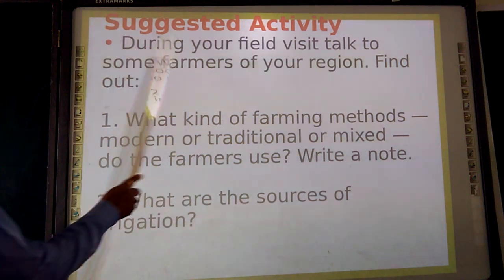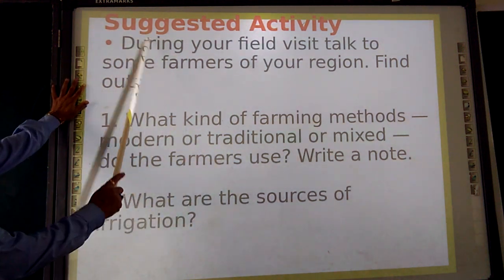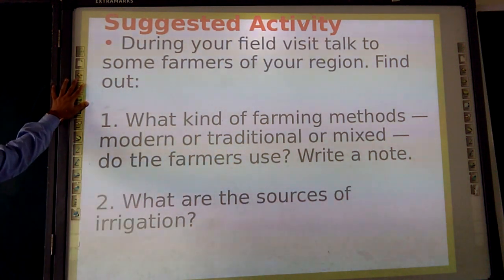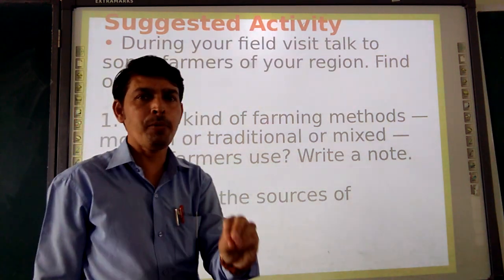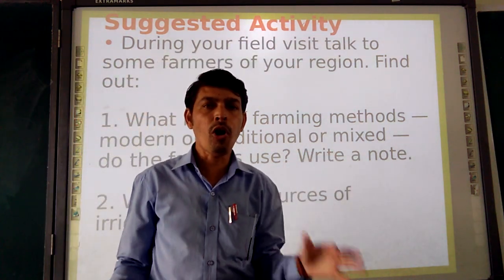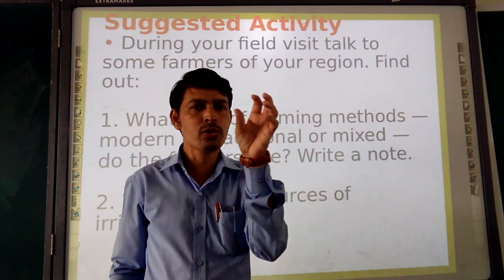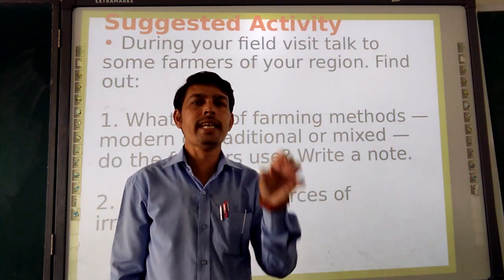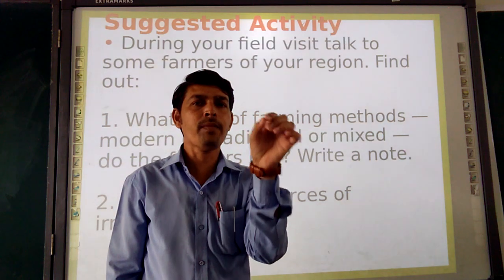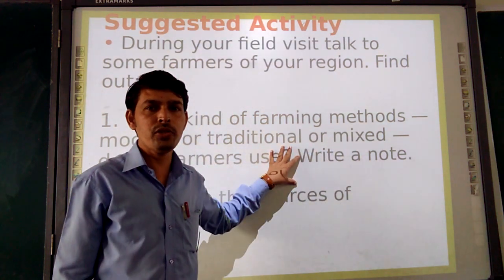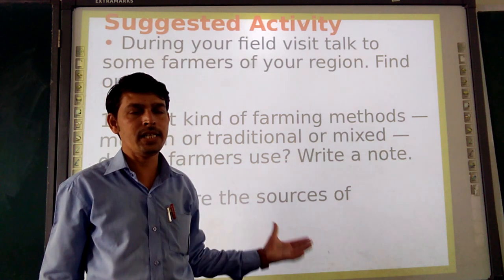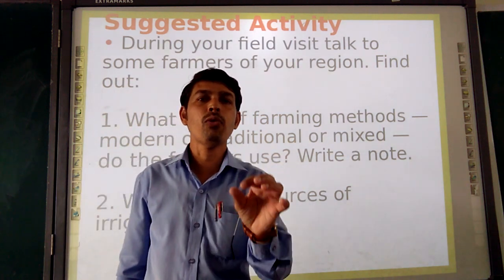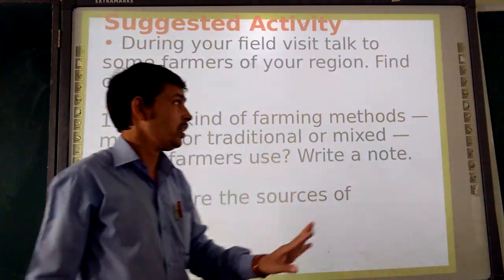Then next, suggested activities are there. These are the suggested activities for you. This is from the textbook, so I am not leaving any single point of the textbook. All my PowerPoint presentation is totally designed from the textbook. Each and every word of the textbook I am capturing here. So even without the textbook, by seeing this PowerPoint presentation, you can easily cover the whole chapter. Right?